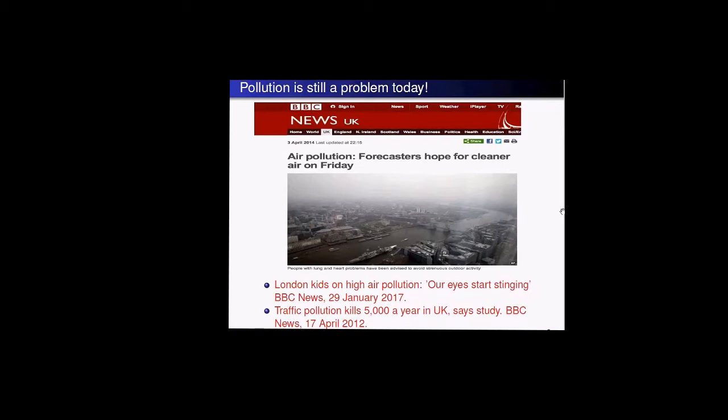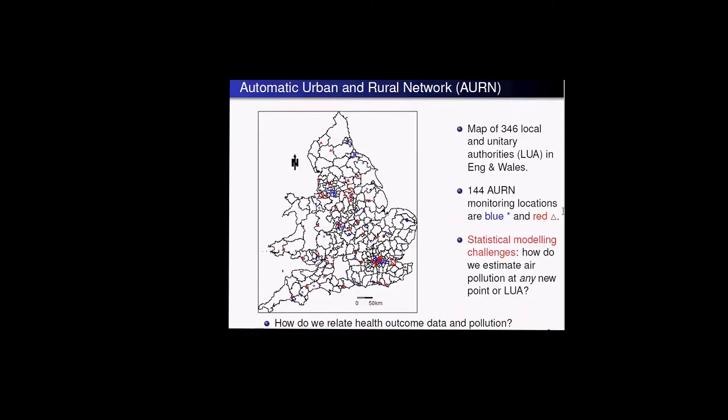Air pollution is still a problem, so we want to see what air pollution is like in England and Wales. We were looking at the Automatic Urban and Rural Network. What you see in front of you is a map of 346 local and unitary authorities in England and Wales. These are the boundaries, and the 144 AURN monitoring locations are denoted as blue stars and red triangles. You can see the 144 sites are mainly located in the cities and some in rural areas.